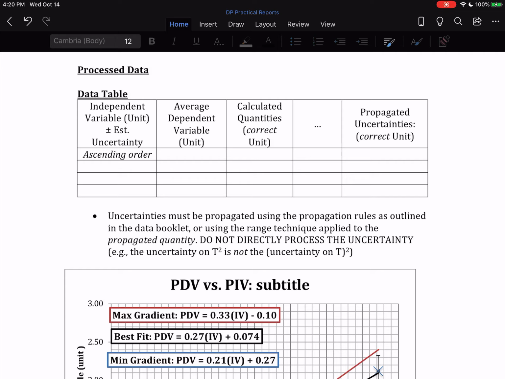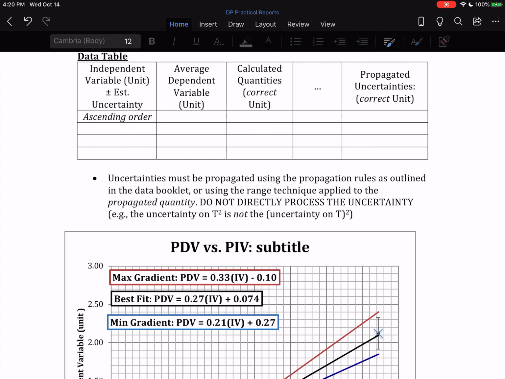But in any case, you should have a separate data table that corresponds to your process data that summarizes the main important things that are being processed. So you've got the independent variable and then the average dependent variable. Notice you don't include the trials again. And then any calculated quantities or uncertainties. And there might be several. So you propagate your uncertainties and you show those particular calculations a little bit later in the calculations or processing section. That can also go at the end of the method or in a dedicated calculations section.